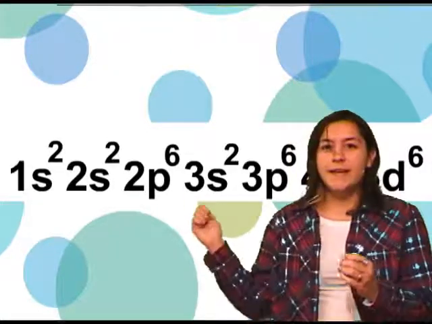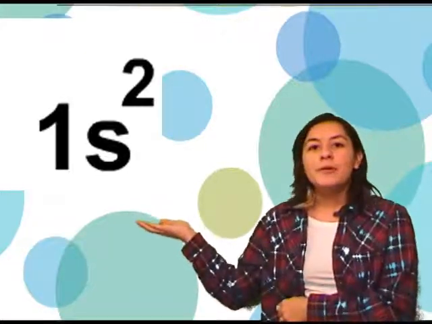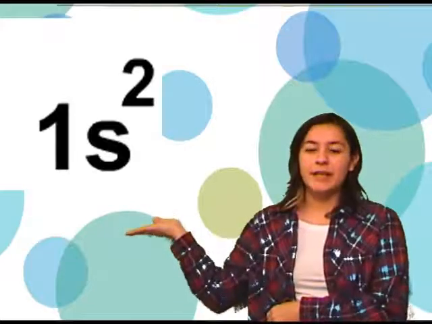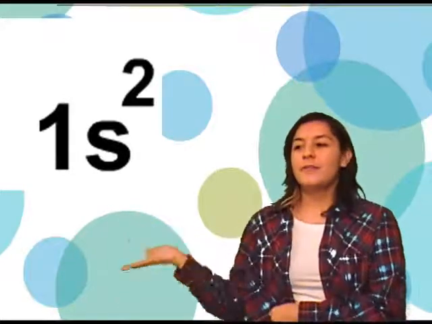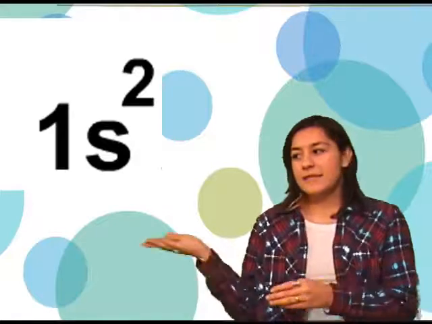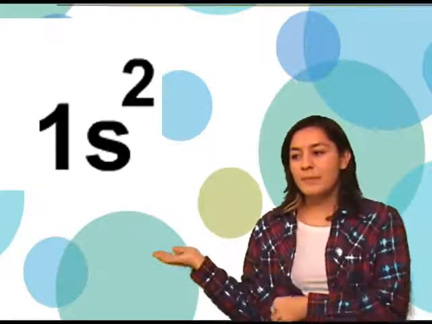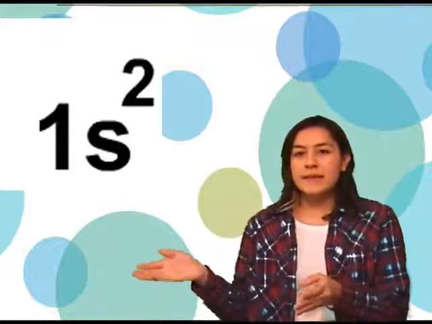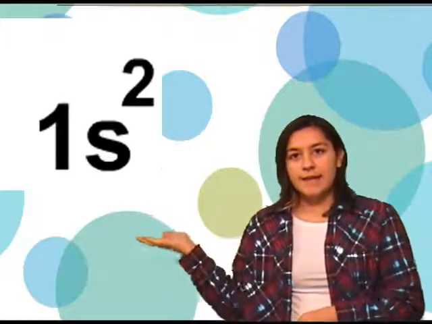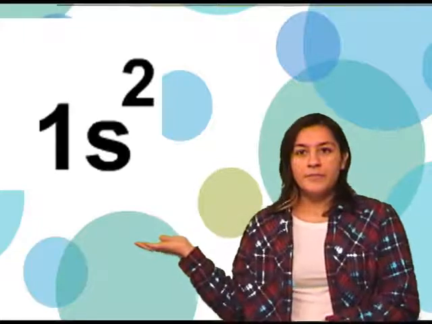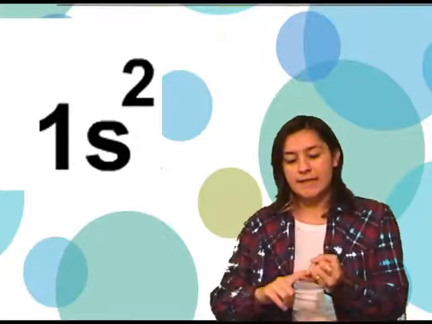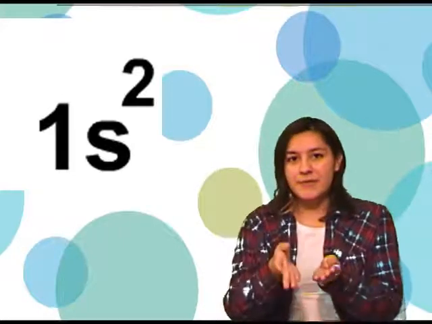If we take the first little chunk here, which is 1s2, the 1 represents the energy level. There are 7 different energy levels, 1 through 7, so this spot can be taken up by any number between 1 and 7. The next little space is the s. S is the type of orbital it is. There are 4 different types of orbitals: S, P, D, and F. Let me explain those real quick.